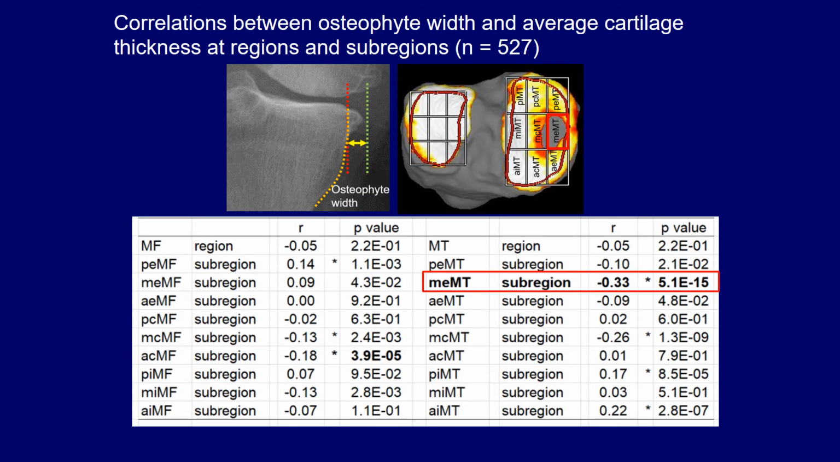Results. This table shows correlation of osteophyte width with cartilage thickness and with medial meniscus extrusion distance. Osteophyte width and cartilage thickness showed significantly negative correlations in the 7 subregions. Among these, the lowest correlation coefficient was found for MEMT, the middle external medial tibial cartilage subregion.